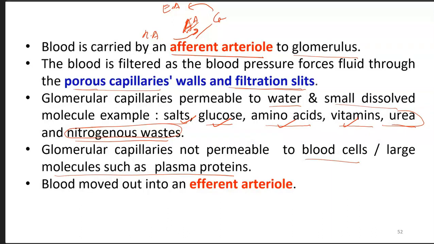Okay, so blood moves out into the efferent arteriole. For example, if your urine contains protein, it means that there is a problem in your kidney. You have disease related to the kidneys, because the protein is supposed to be maintained in the blood, not enter into the Bowman capsule to become part of the filtrate. So if you have blood or protein in your urine, it means that there's something wrong with the kidney.